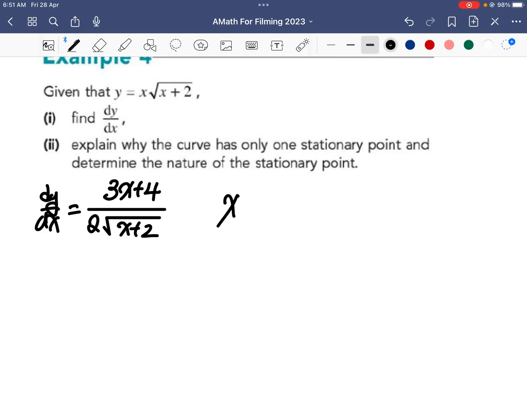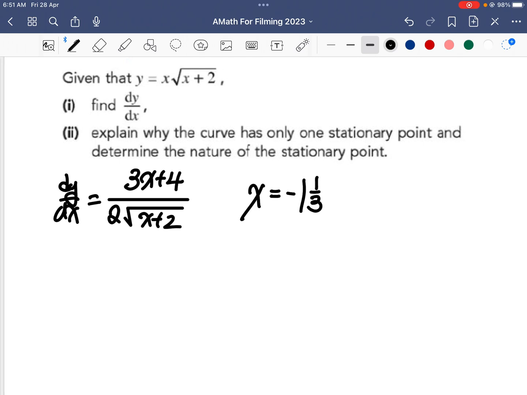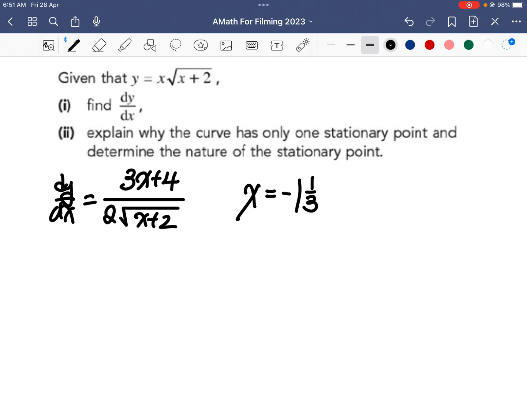Remember that our stationary point occurs when x is -1 and 1/3. So what I need to do now is find the nature of this point. Either we can use a first derivative test, but since we have just learned the second derivative test, why don't we try it out?